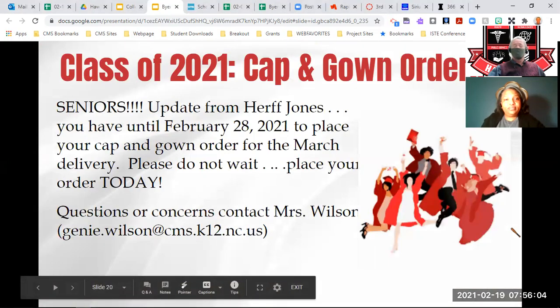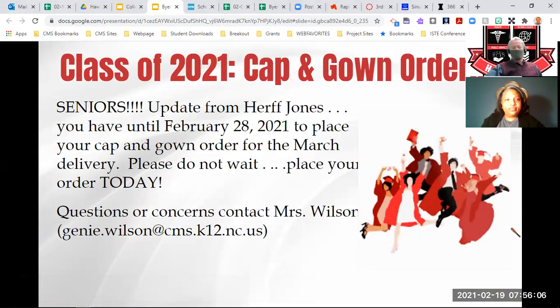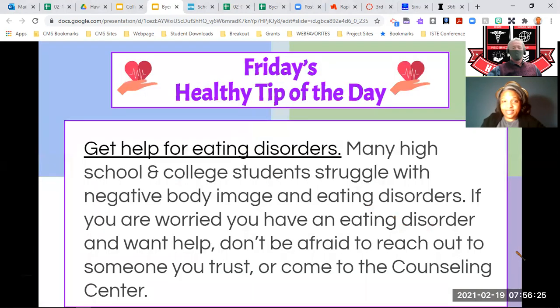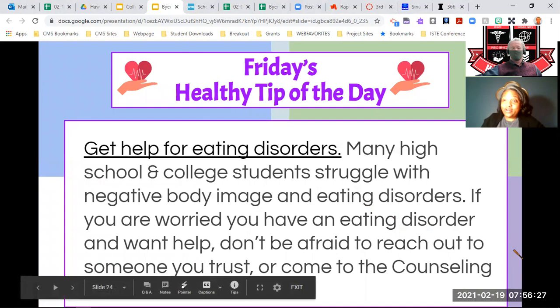The class of 2021 cap and gown order update for seniors. Update from Herff Jones: you have until February 28th to place your cap and gown order for the March delivery. Please do not wait. Place your order today. Call or email Miss Wilson if you have any questions. Get that done. Yes, graduation's earlier this year, y'all.